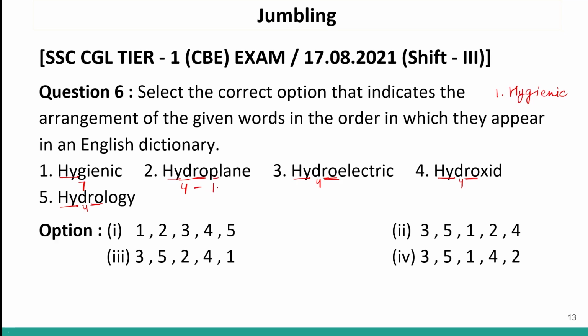P is 16. Over here we have E, which is 5. Over here we have X, which is 24. And over here we have L, which is 12. So very clearly the first word will be hydroelectric.